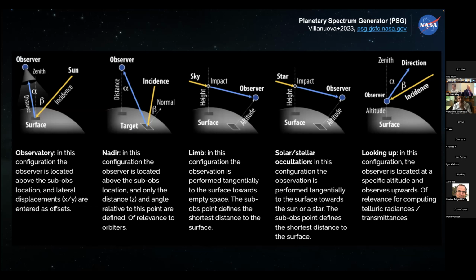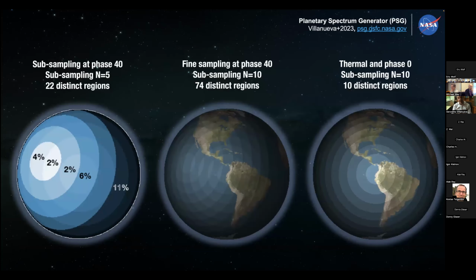And this is just to tell you the different geometries. You mostly will work on the observatory mode, which is the one there. And then there are other ones, more specialized. If you have an orbiter and you want to make simulations of limb, you can also do those.